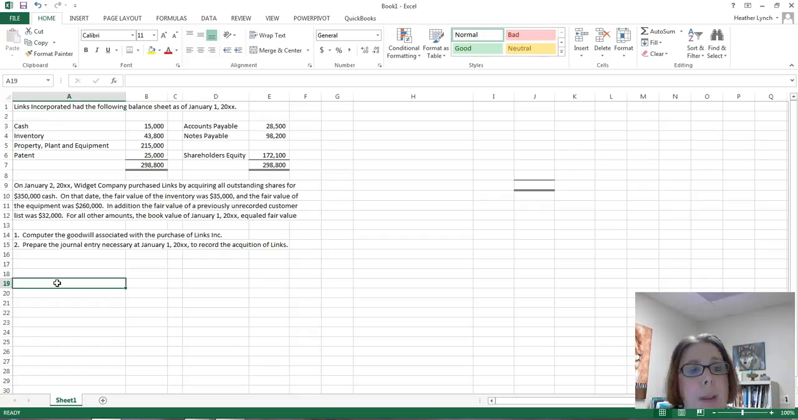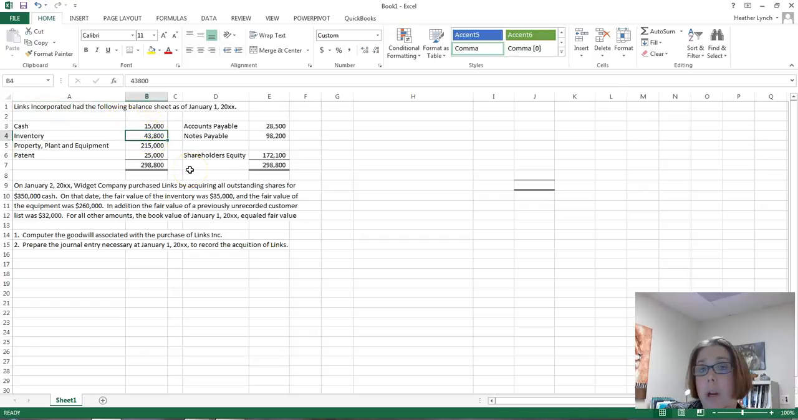I have some information here where Links Incorporated had the following balance sheet as of January 1st, 2000. We have cash of 15, inventory of 43,800, property, plant, equipment 215, patents 25,000. We had accounts payable at 28,500, notes payable 98,200, so shareholders' equity of 172,100. So both our debits and our assets equal our liabilities plus stockholders' equity.